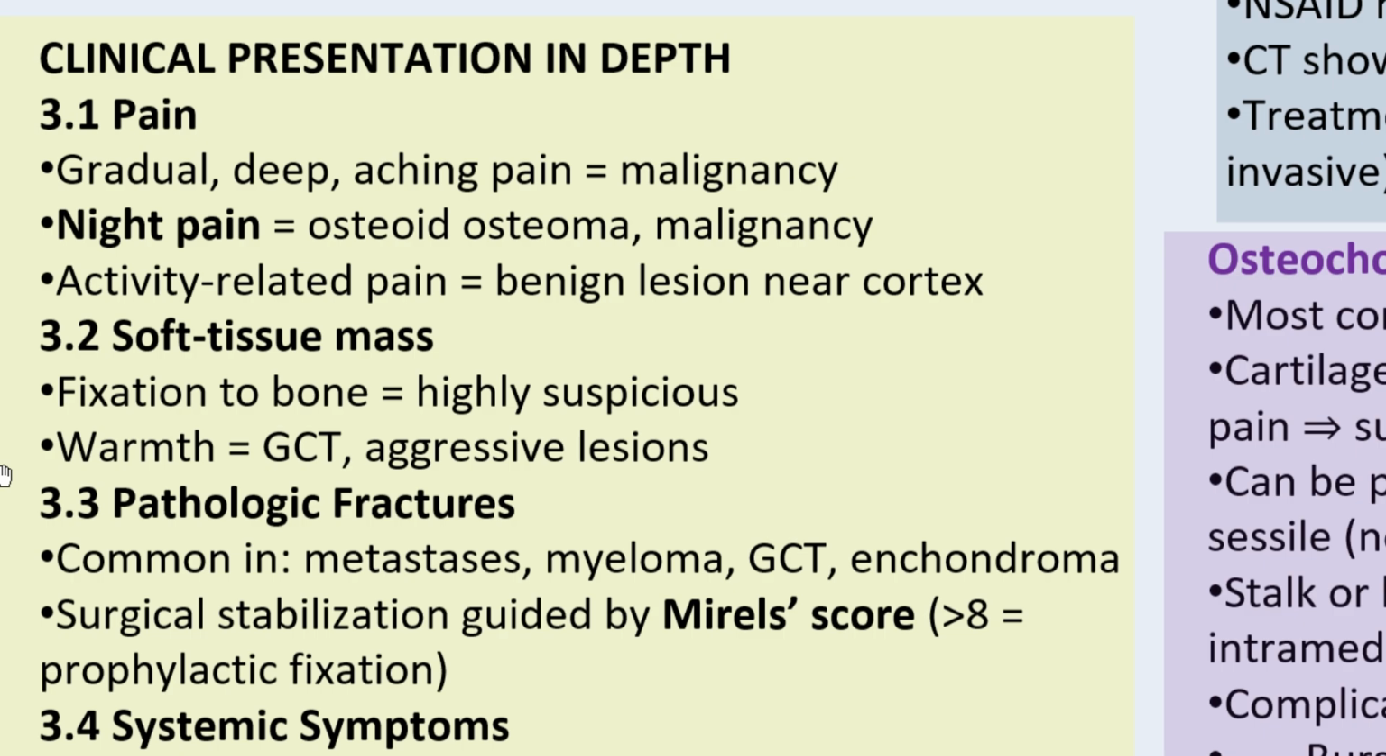If there is activity-related pain, then it is most probably a benign lesion that is near the cortex of the bone. Then when we have a soft tissue mass that is fixed to the bone, we want to think it is a highly suspicious malignant tumor. So sometimes it's going to be a mass that you will feel along the bone, within the soft tissue, but along the bone. And then we have warmth, where you feel a lot of warmth around that area. That is for the giant cell tumor, and this is a very aggressive lesion.